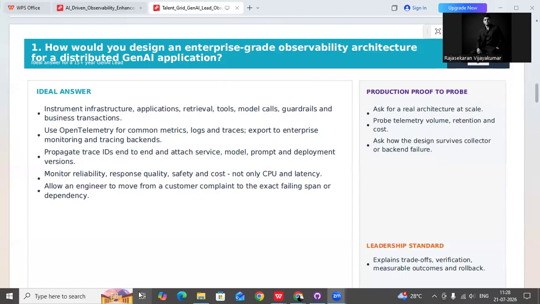Then the process will touch the API gateway, let's say the router agent, planning LLM. In all the stages, I will be capturing all the information. At each stage, I will be capturing the logs, metrics, and traces. These are the three key layers, and they will help us design the observability dashboards.